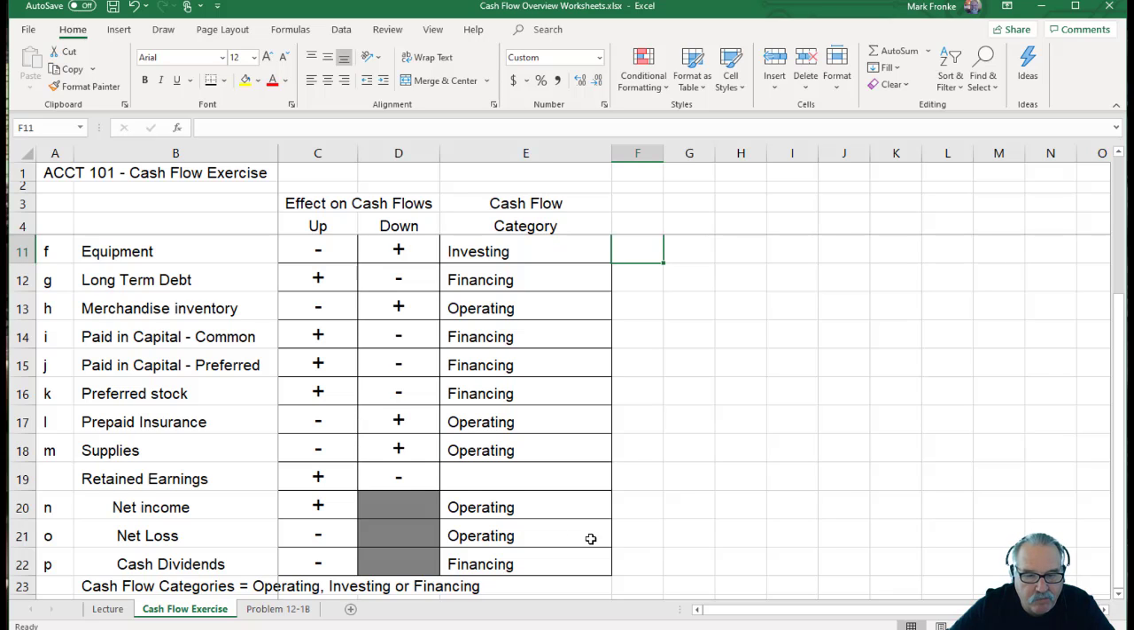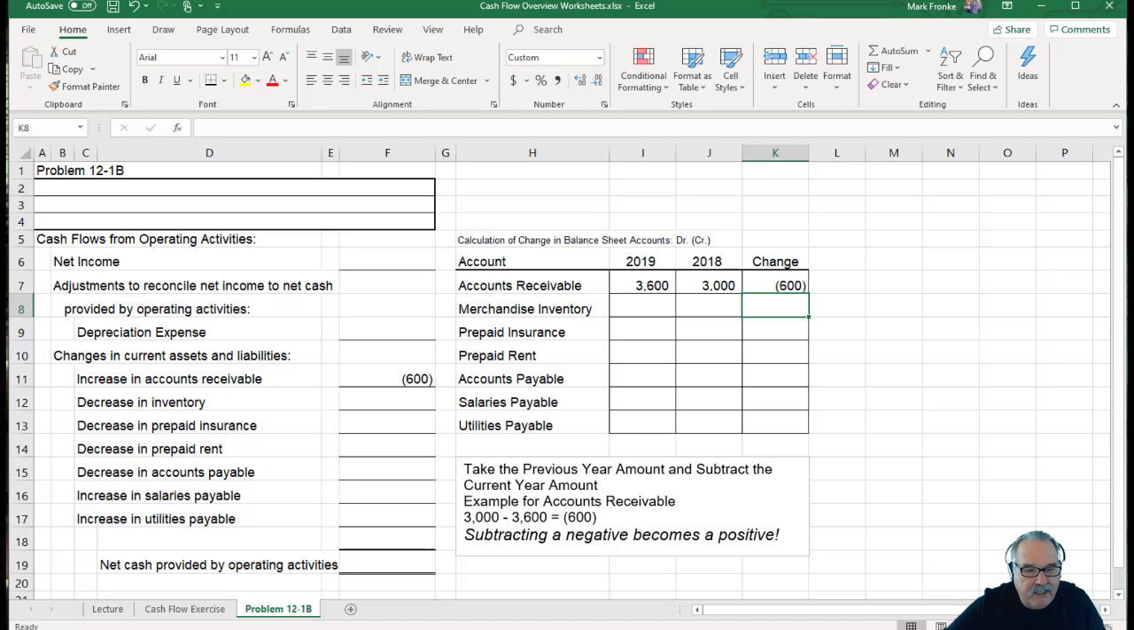Okay, so let's do a fairly simple problem. This is going to be problem 12.1b, and this is focused just on the operating activity section of the cash flow statement. This is in your book on page 490. And then I will do another video where we'll do a full-blown statement of cash flows. So this is just kind of taking baby steps.